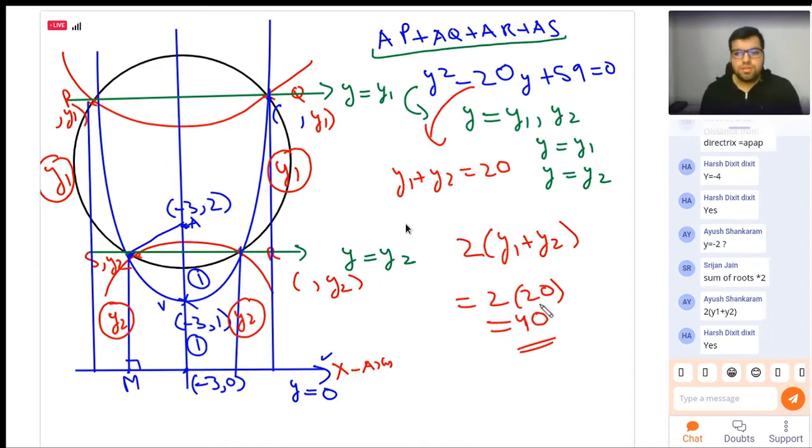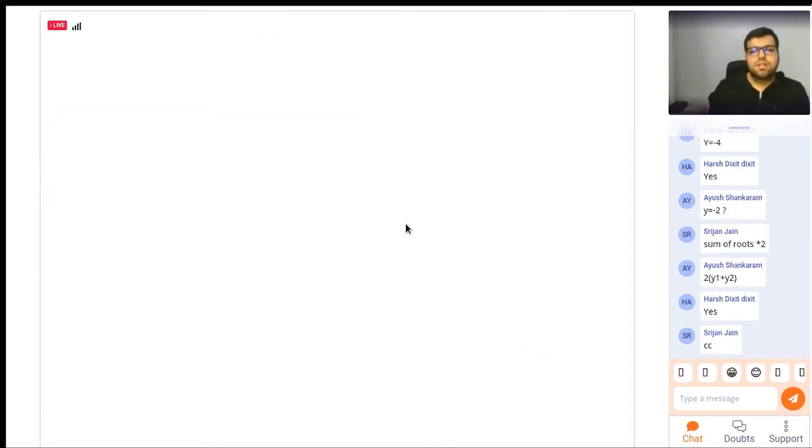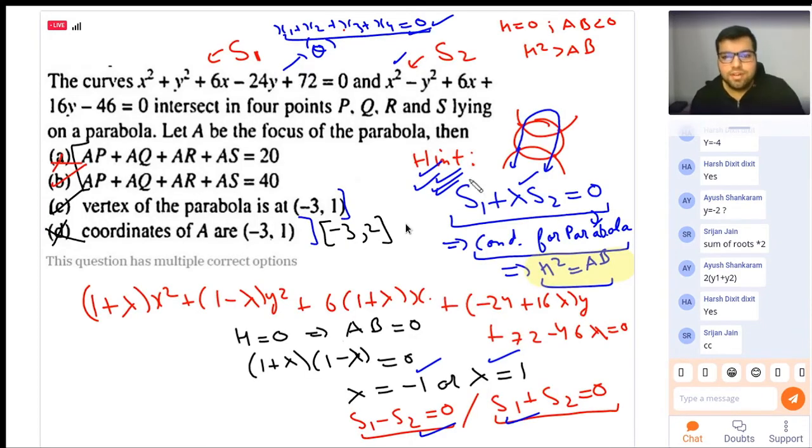I will explain it again. So this became 40. Briefly, what I did was that I told you the hint is that we have to take a curve which passes through the point of intersection. So I will take it of the form S1 plus lambda S2 equals 0. Then I will put the condition of a parabola, which is h square is equal to ab. So I did the same thing.